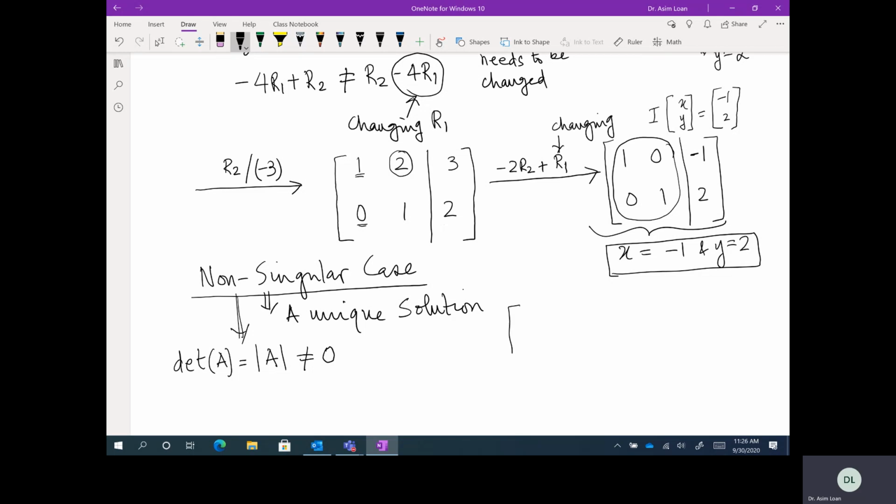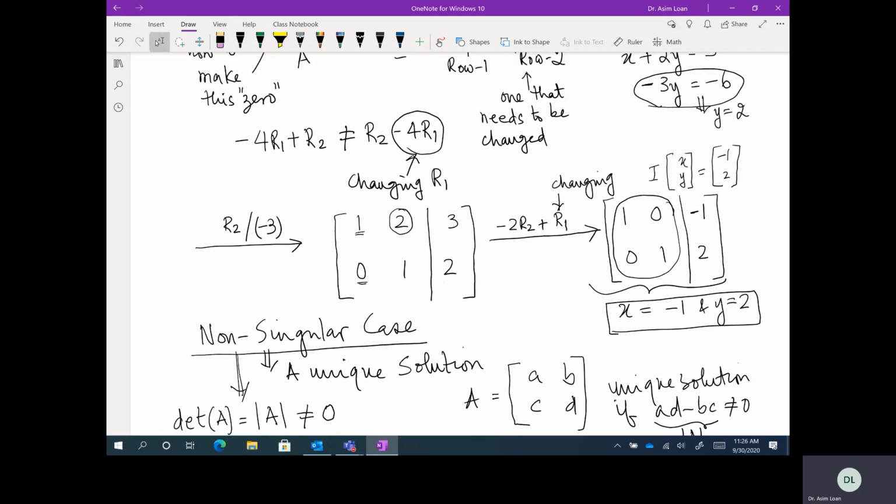And probably if you recall, maybe you have seen this before. If you have this matrix A, B, C, D, you have a unique solution if AD minus BC is not equal to 0. This is what it says. Your determinant is this, the determinant of A. So when the determinant of A is not equal to 0, you say the matrix is non-singular. Okay, so just remember the notation here.